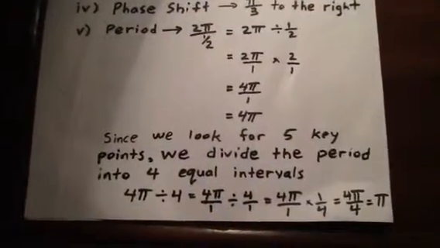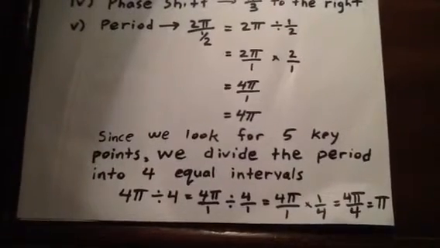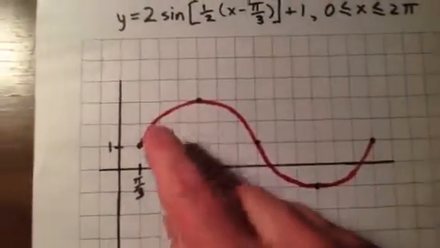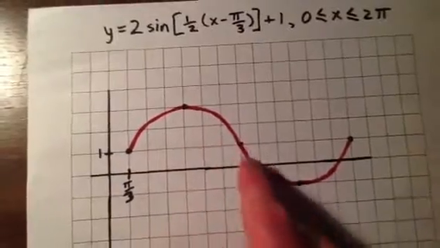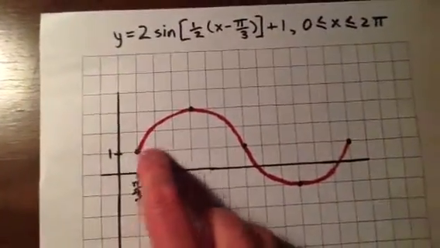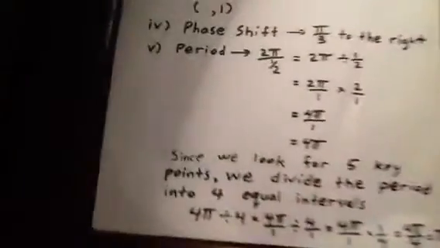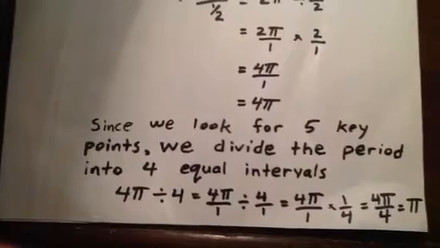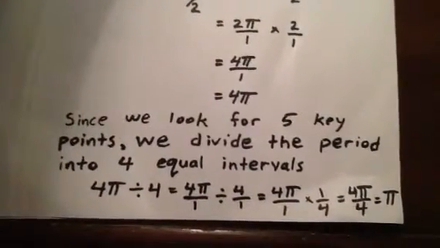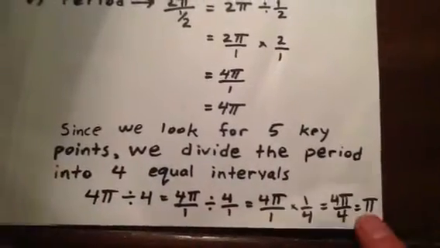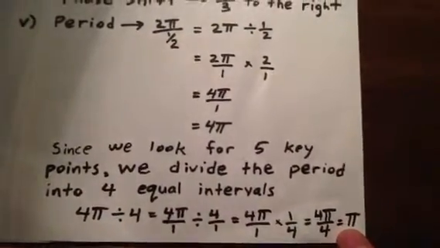Now we want to look for 5 key points, and so we're going to divide the horizontal length of our curve into 4 equal-sized segments. And in doing that, we get 5 key points. See, here's our 5 key points, but they're divided into 4 equally long horizontal segments. So how long should each of those 4 equally long horizontal segments be? Since the whole period is 4 pi, divide that by 4, and we're going to get 4 equal length segments, each corresponding to pi radians on the x-axis.